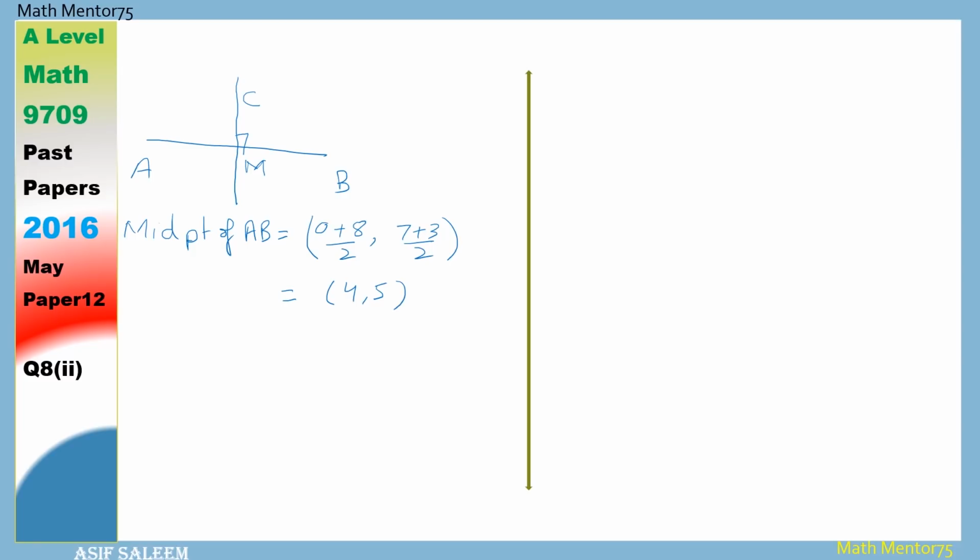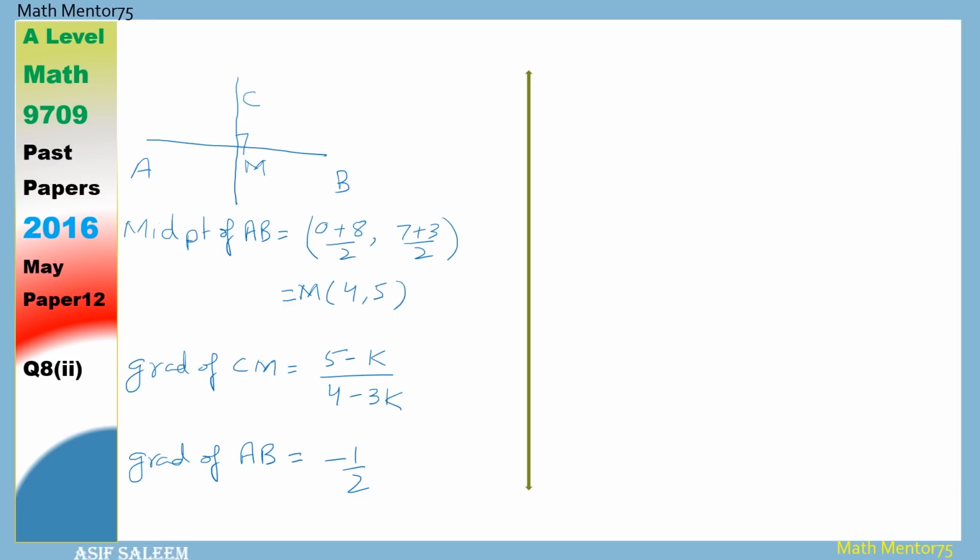Now we will find the gradient of CM. Let's say this point is M, CM and AB. First of all, let's find the gradient of CM. Gradient of CM: y2 minus y1, 5 minus k over x2 minus x1, 4 minus 3k. And the gradient of AB, which we have just calculated in the previous part, is -1 over 2.